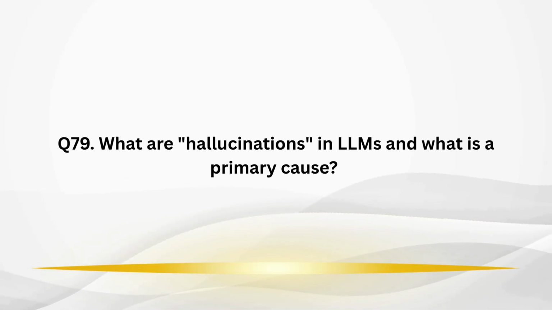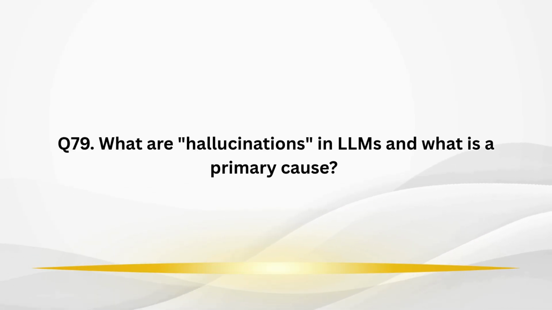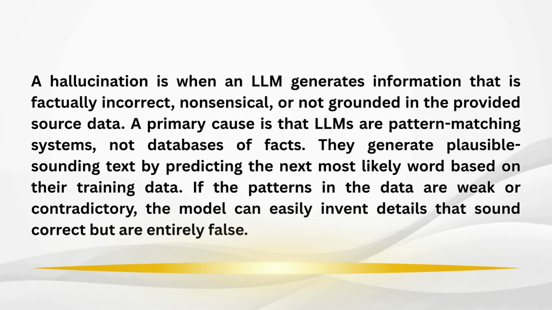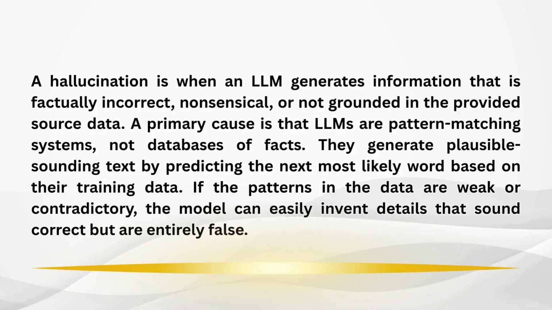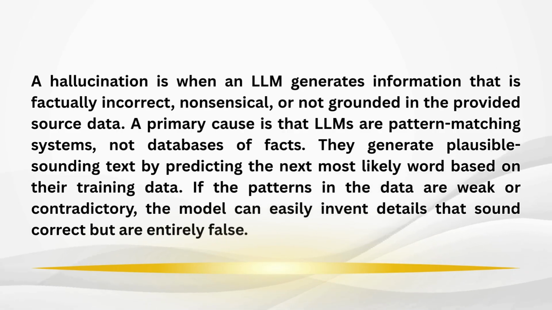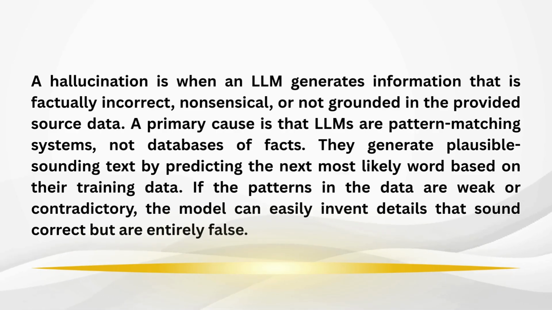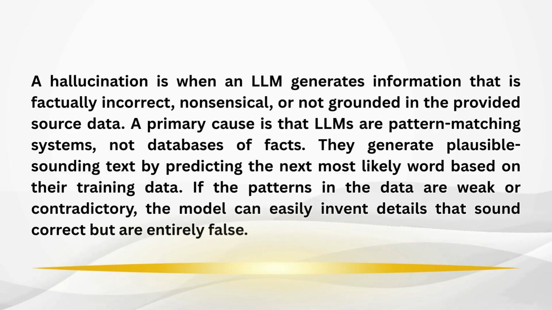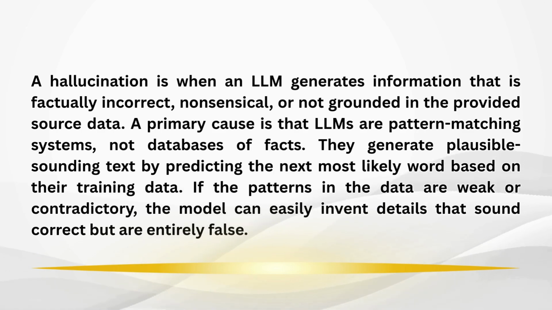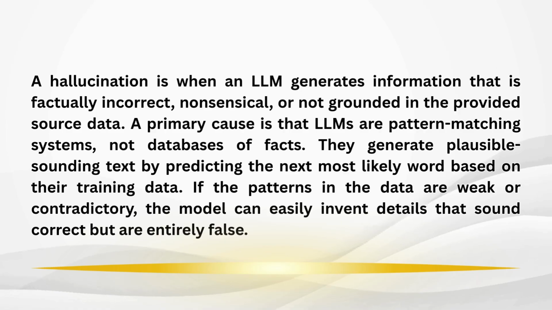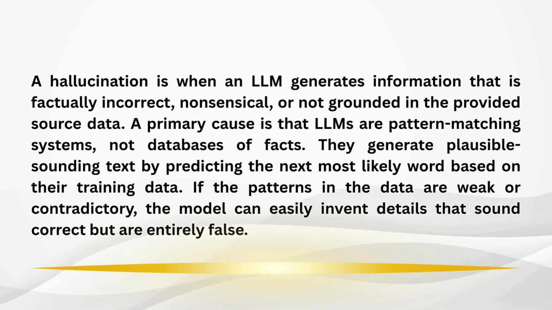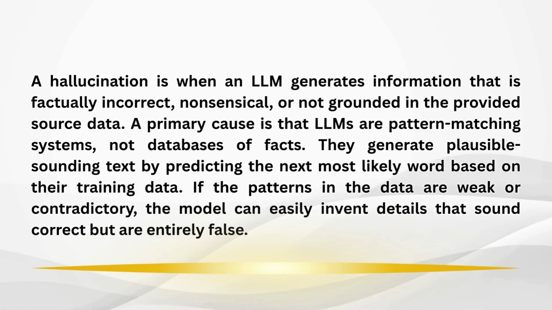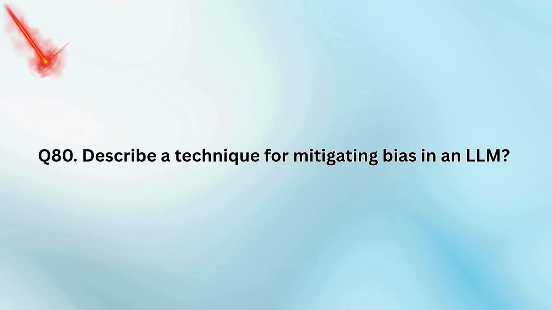What are hallucinations in LLMs, and what is a primary cause? A hallucination is when an LLM generates information that is factually incorrect, nonsensical, or not grounded in the provided source data. A primary cause is that LLMs are pattern matching systems, not databases of facts. They generate plausible-sounding text by predicting the next most likely word based on their training data. If the patterns in the data are weak or contradictory, the model can easily invent details that sound correct but are entirely false.